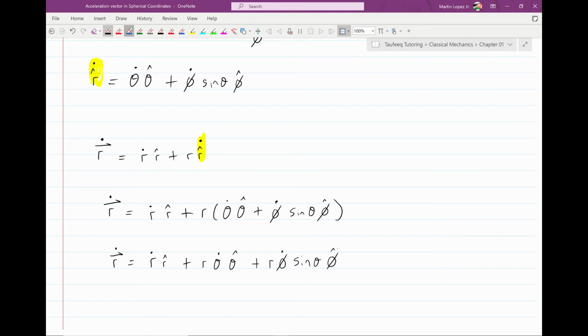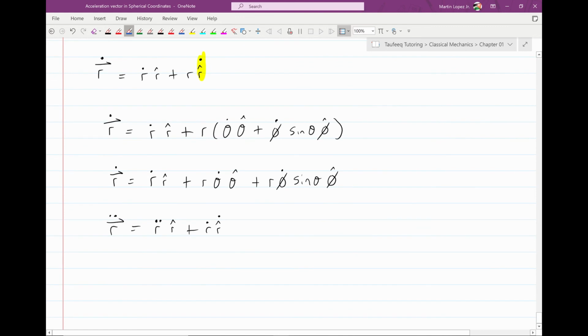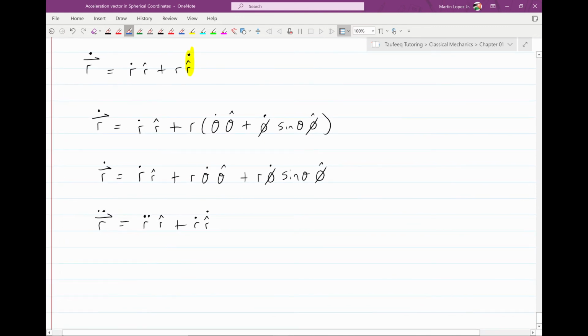Now we're going to start to work on the second derivative. We got the first derivative. Remember, what's our definition of being simplified? The definition of being simplified is that you got rid of all the unit vector derivatives, and we've accomplished that goal here. Great, so let's get started. R double dot r hat plus r dot r hat dot.